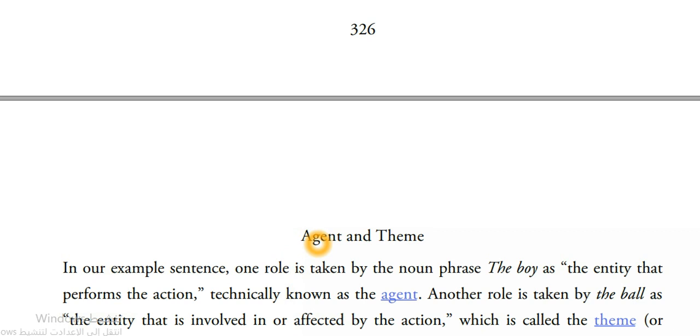Agent is the subject. Agent here is not the client, but it's about the pronoun or the person who did the action. So usually if we look at the agent in semantic rules, we will find it like the boy, they, people, like we. So all these words belong to agent, the person who technically did that action.